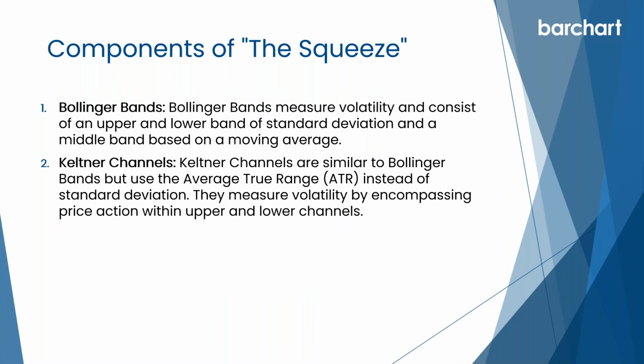And then what we're looking for is when the bandwidth of the Bollingers gets squeezed inside of the Keltner channels or Keltner bands. And this is a time of low volatility. Keltner channels or Keltner bands are similar to Bollingers, but they're based on an average true range. And they give us an upper and lower channel, which is a multiple of ATR to current price.